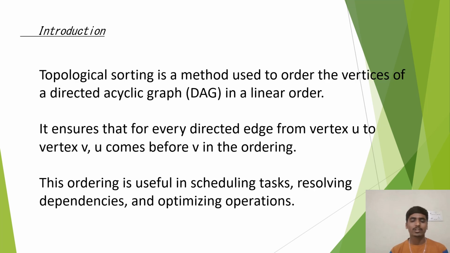Introduction. Topological sorting is a method used to order the vertices of directed acyclic graphs (DAG) in a linear order. It ensures that for every directed edge from vertex U to vertex V, U comes before V in the ordering. This ordering is useful in scheduling tasks, resolving dependencies, and optimizing operations.